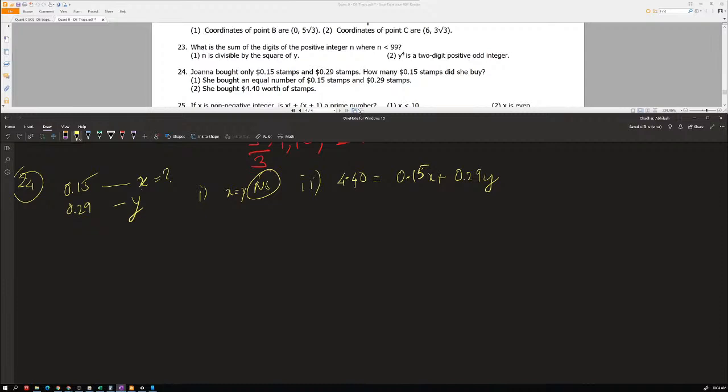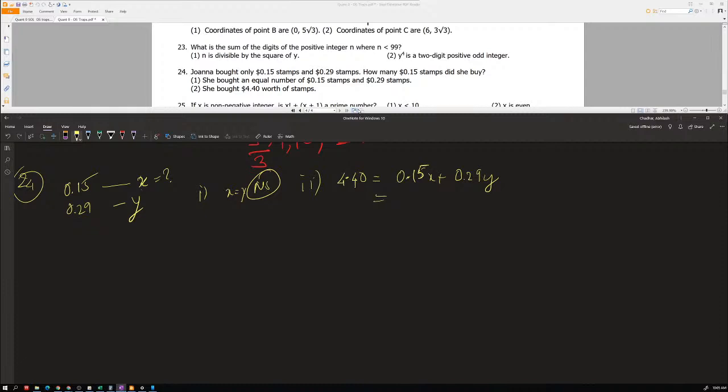There are two variables, I would say, and there is one equation. It should not actually be solvable, but if we can prove there is more than one value, we can say it's not sufficient. Let's find at least one value.